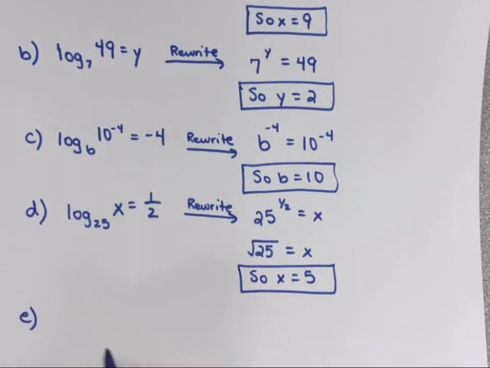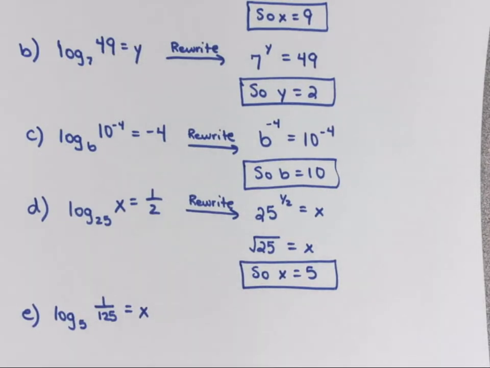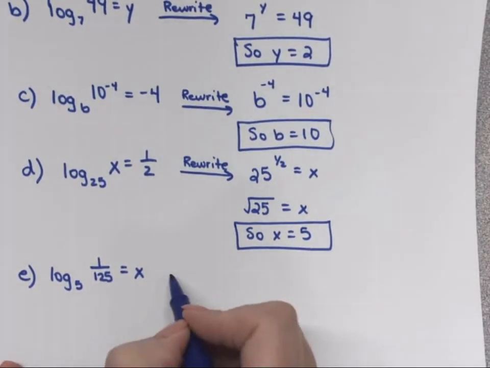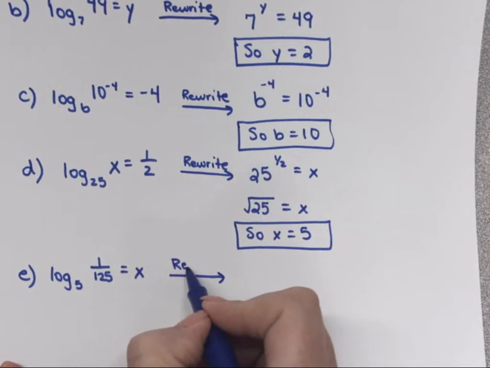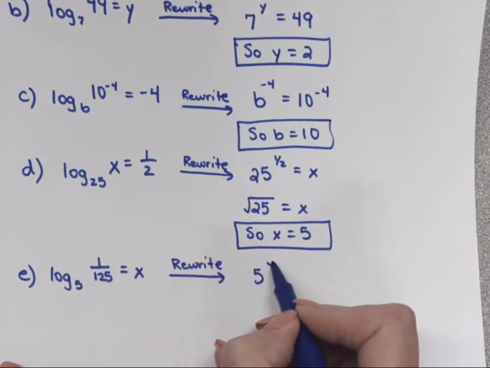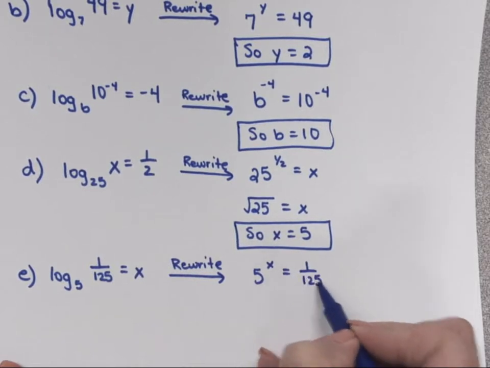All right, so let's do one more. So the log base 5 of 1 over 125 equals x. Once again, we're going to get it out of log form as soon as we can. We're going to think of it like an exponent. So it is 5 to the what power gives me 1 over 125?